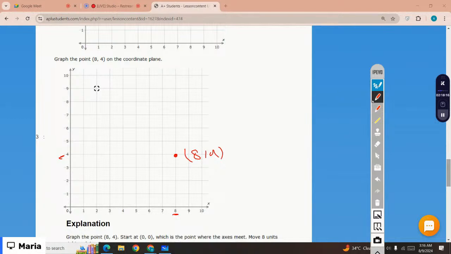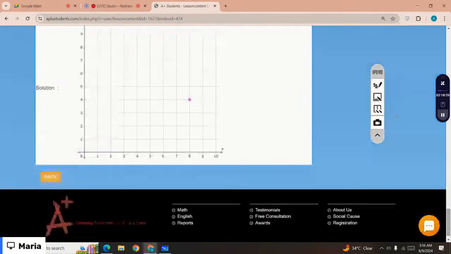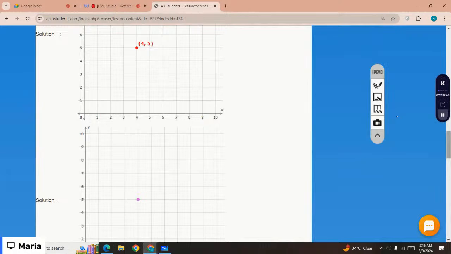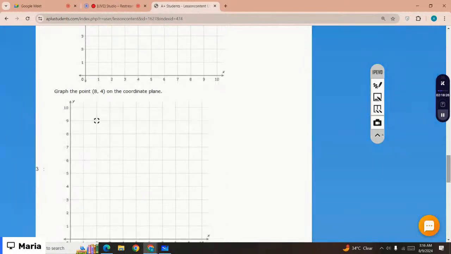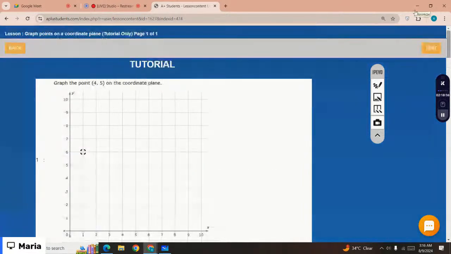Okay, let's see if we have another example, because for this lesson we don't have any tutorial. You need to find the chapter and do the practice questions from the book, as many as you can. Okay, let me just move on to the next lesson. Basically, graphing the points on the coordinate plane is an easy thing.